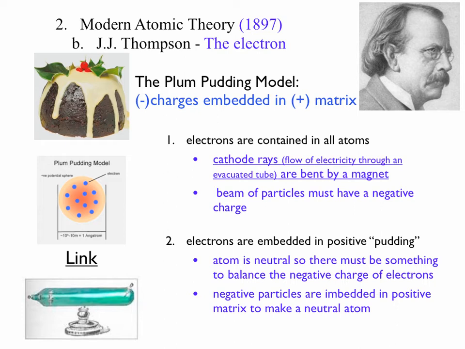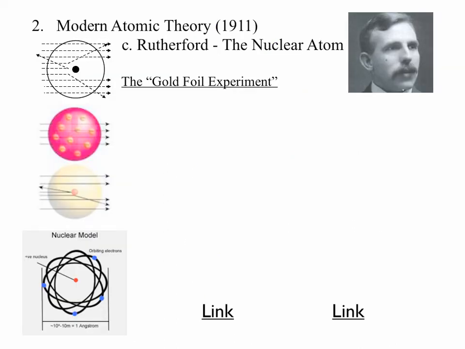So J.J. Thompson discovered electrons, and he was able to do this by making observations using the cathode ray tube and making an inference based on those observations. All right, so now we move a few years ahead to 1911 and Rutherford. Now, Rutherford did this brilliant experiment called the gold foil experiment, and we will actually show you some video of this in class.